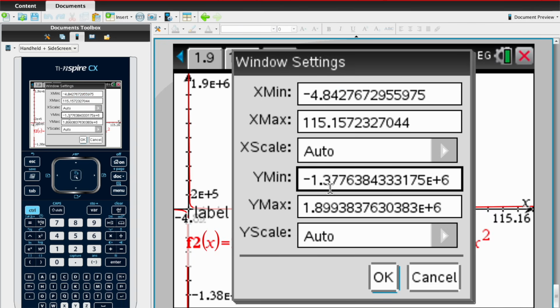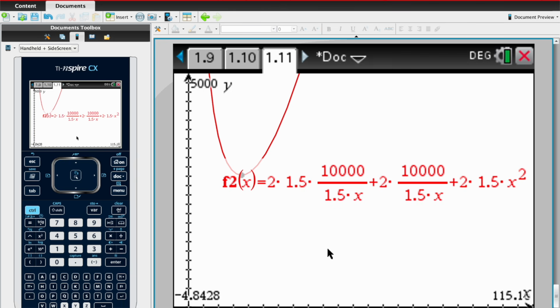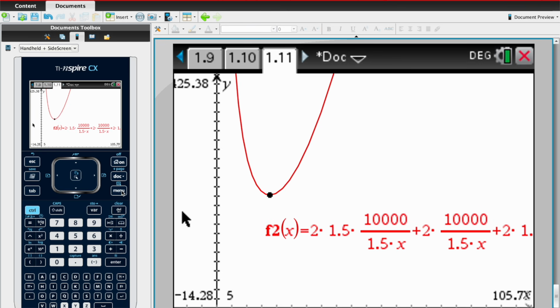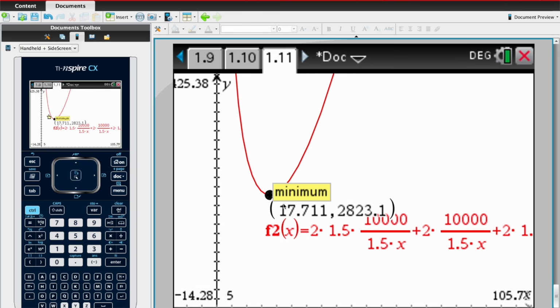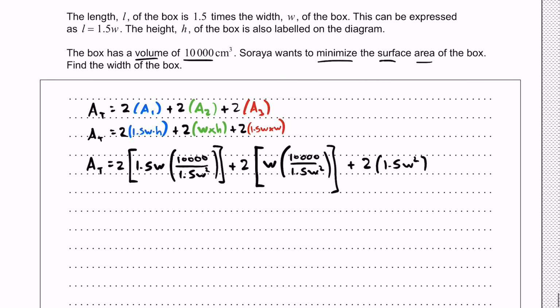Let's put minimum at maybe negative 10, just so we have the bottom. And then we'll put this at maybe 5,000. That should give us a nice display of the minimum. So there it is. That's our minimum point once again. So when the width is equal to 17.7, our surface area is equal to 2,823 centimeters squared. Let's go back and write that out.